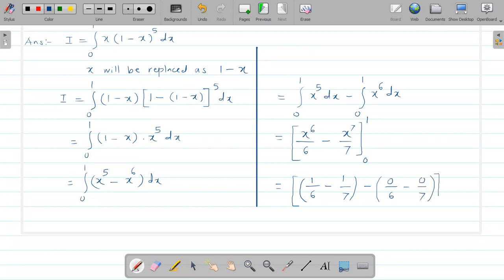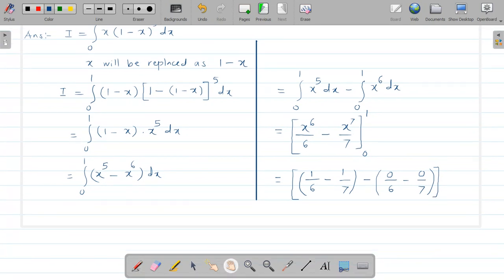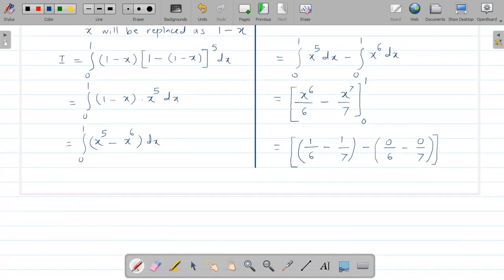So put upper limit first and then lower limit, and now try to get the definite answer. Now this term is totally 0, so just you solve 1 upon 6 minus 1 upon 7 by cross multiplication. See here, you will get 7 minus 6 upon 6 into 7, that is 42. That's why the last answer will be 1 upon 42. So see how to use the property so that you will get the simplified form of the given integral, and hence it is very easy to integrate the given integration.